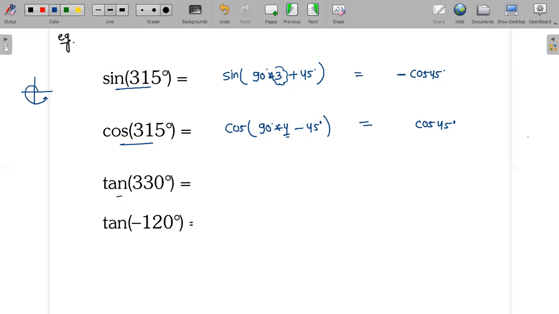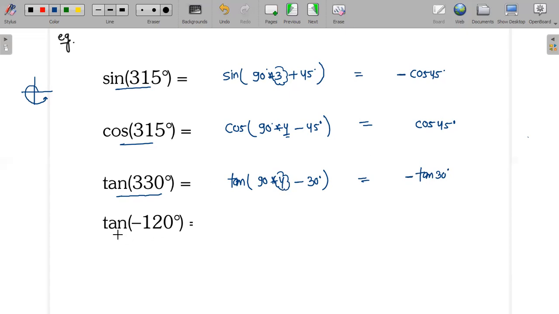Let me take another one in tangent. Tangent 330. So 330 can be written as 4 times 90 minus theta. It is 4 times 90 minus 30 degree. Theta is your 30 degree. That will give you 330 degree. Now, since it is an even multiple of pi by 2, your result will be in the same trigonometric function corresponding to angle theta. But what about the sign? Since you are in quadrant number 4, your tangent is negative in quadrant number 4. So there you go.